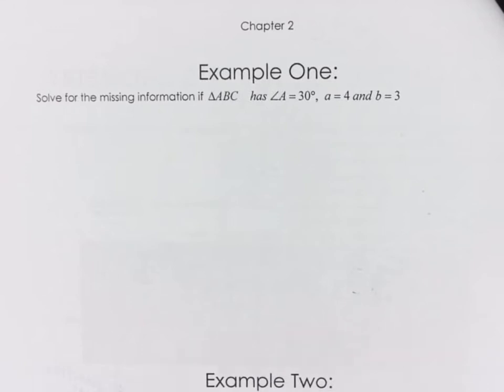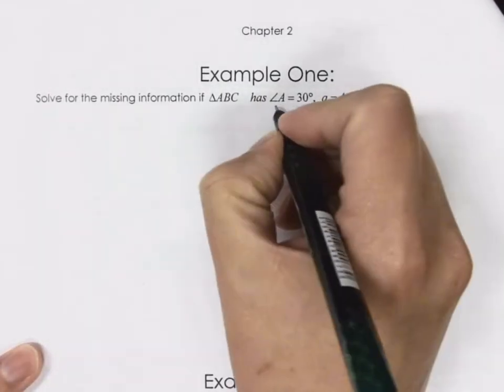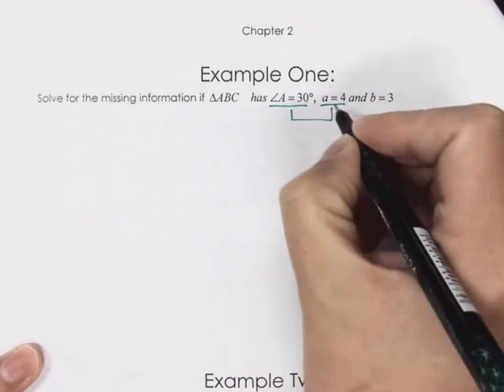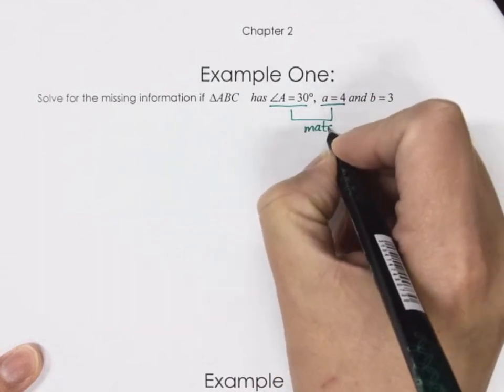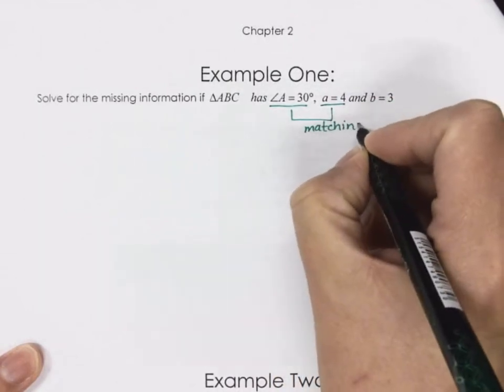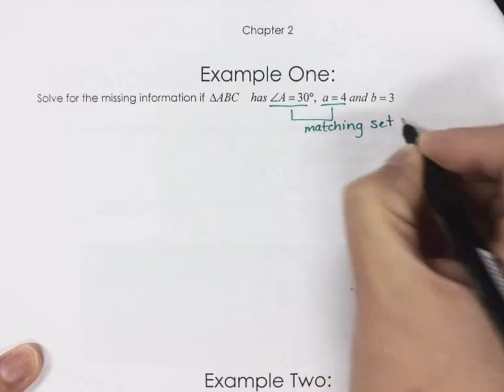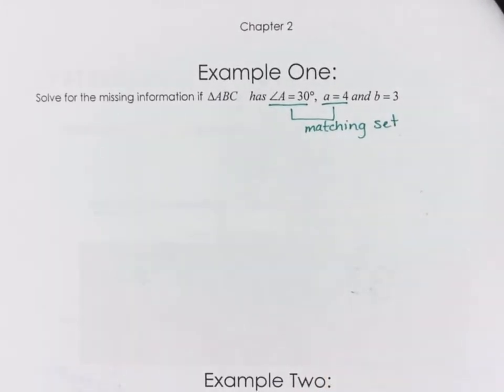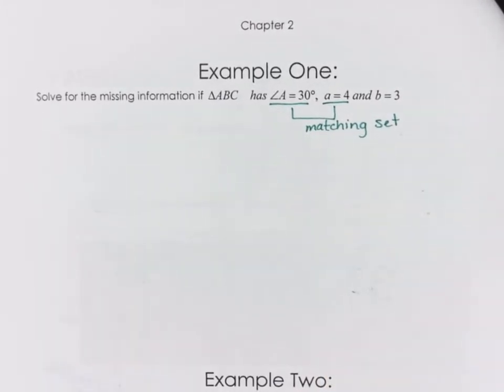Okay, so what is my matching set? What letters go in the matching set? A, right? Because we have the side and we have the angle. So that I'm going to refer to as my matching set. It just so happens that I use the same letters that I did. I really need to change that before.